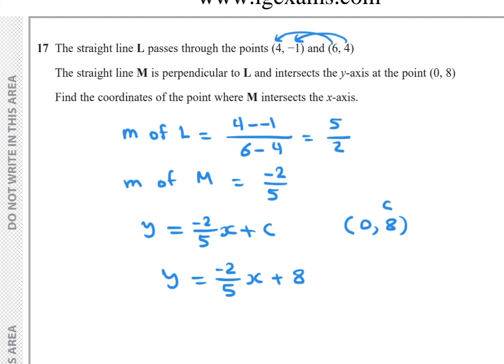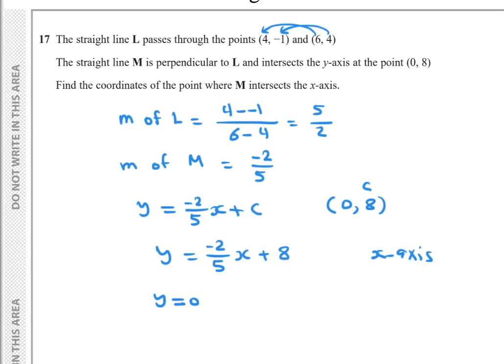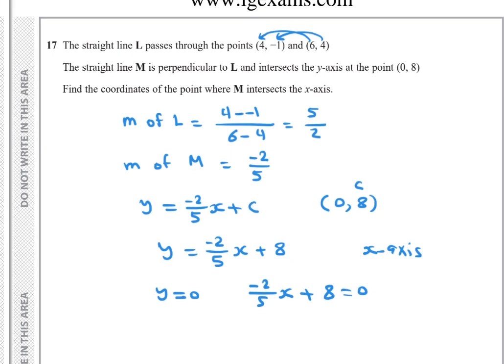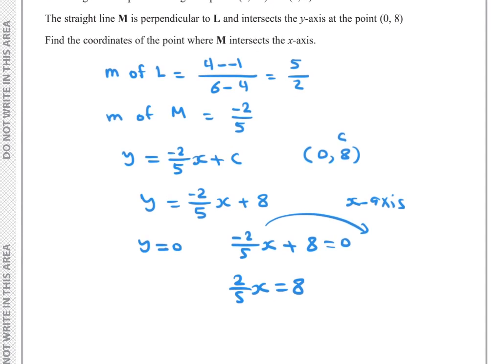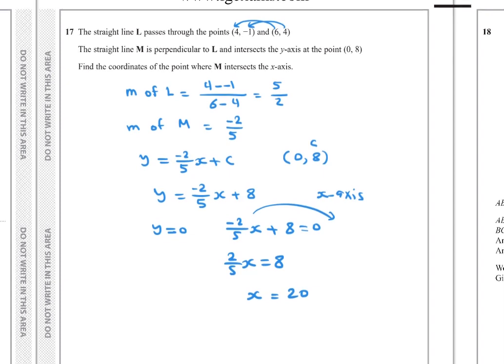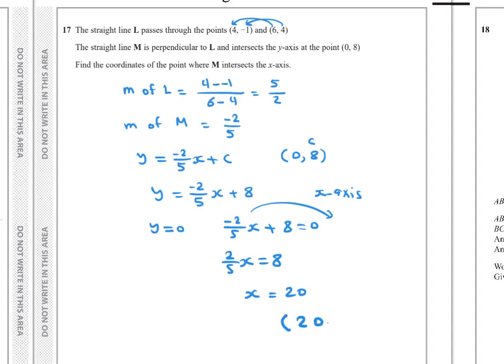Now I need to find the intersection between M and the x-axis. So put y equals 0, because for any point on the x-axis, y equals 0. So -2 over 5 x plus 8 equals 0. So 2 over 5 x equals 8. If you transpose -2 over 5 to the other side, it becomes positive. Divide by 2 over 5, divide by 2 over 5. So x equals 20. So the point is (20, 0).